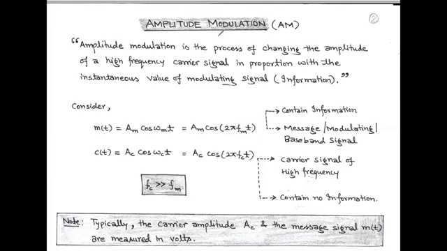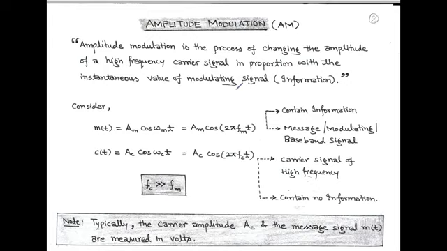Our topic is amplitude modulation, or AM. Here we talk about standard AM, that is, double sideband full carrier. Amplitude modulation is the process of changing the amplitude of a high frequency carrier signal in proportion with the instantaneous value of the modulating signal. Or simply, in amplitude modulation, the amplitude of the high frequency carrier signal is changed according to the message signal or baseband signal.